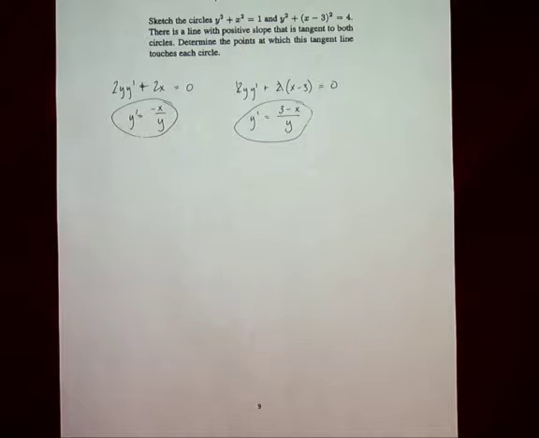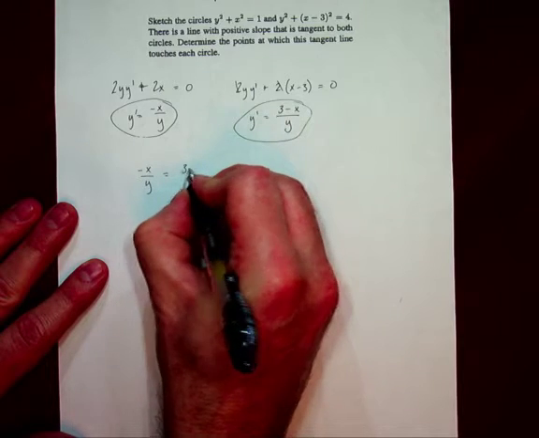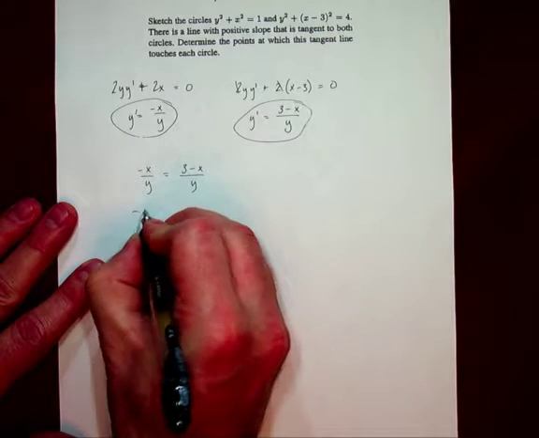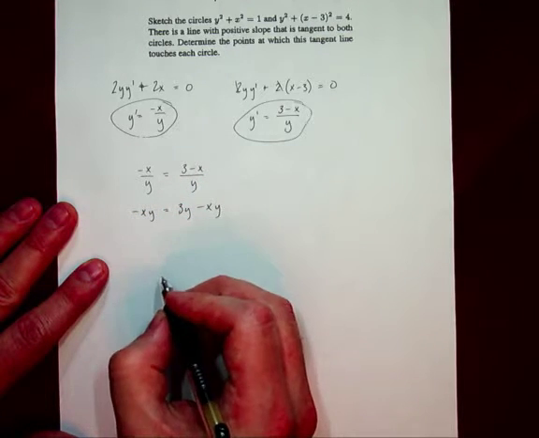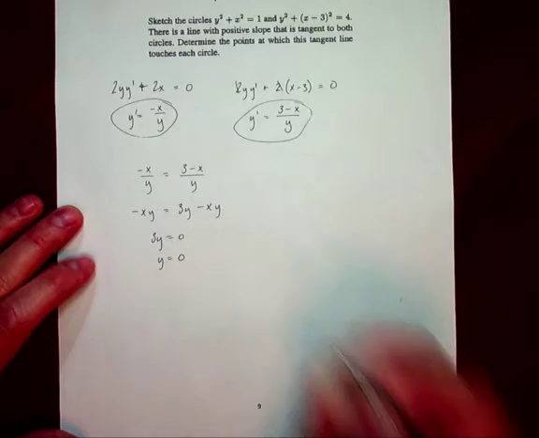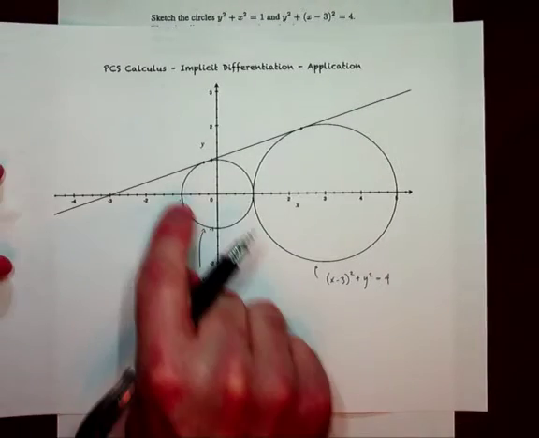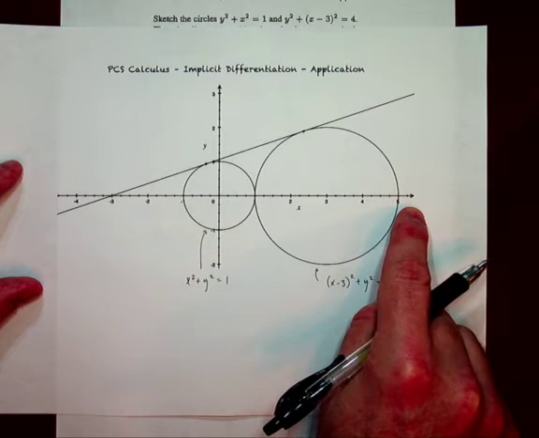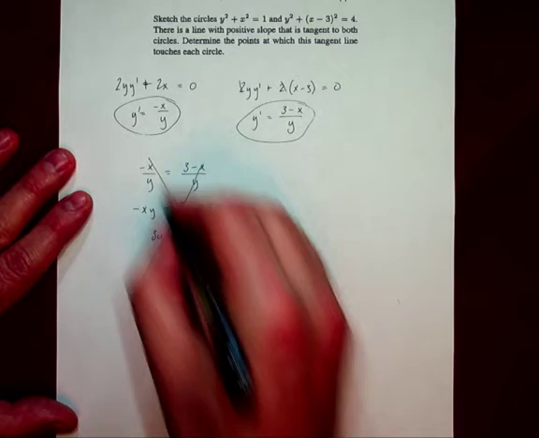Now, you might think, well, gosh, why don't I go ahead and set those equal to each other? Well, let me show you what happens when you do. You get negative x over y is equal to (3 minus x) over y, and you get negative xy is equal to 3y minus xy, and therefore you get 3y is equal to 0, or y is equal to 0. Y equals 0 is the x-axis. So obviously, that doesn't really get us anywhere. That's kind of a false start.